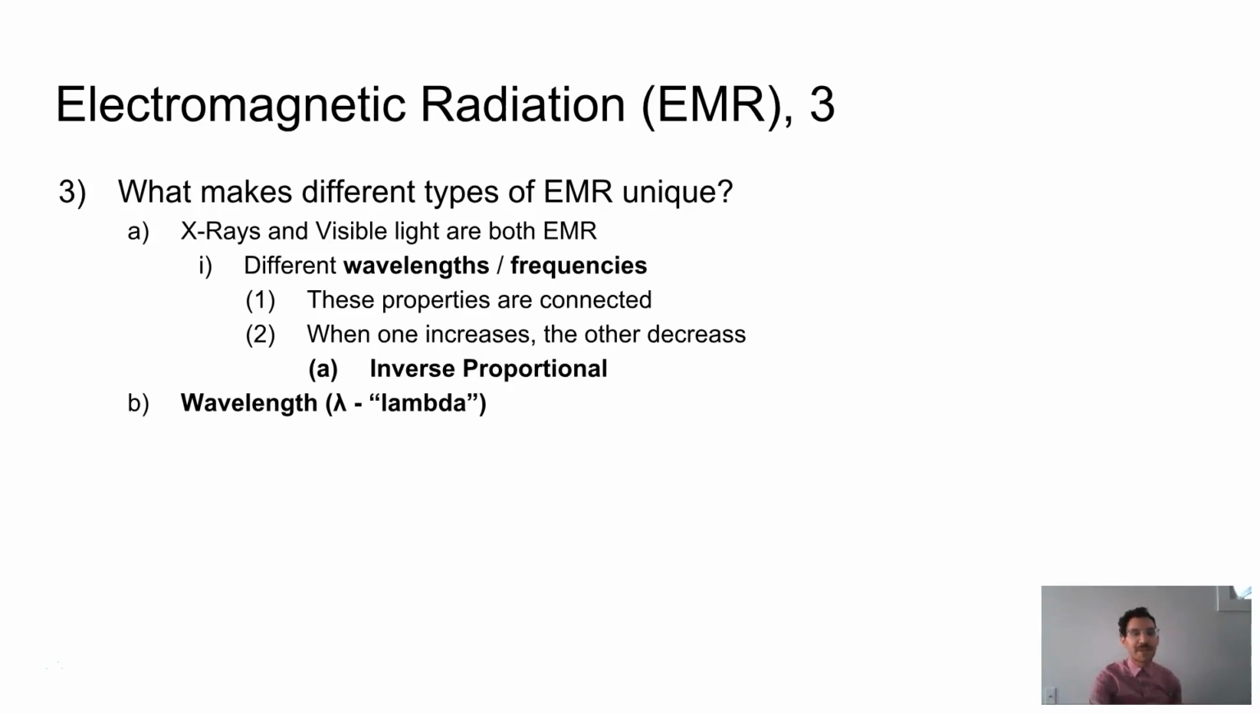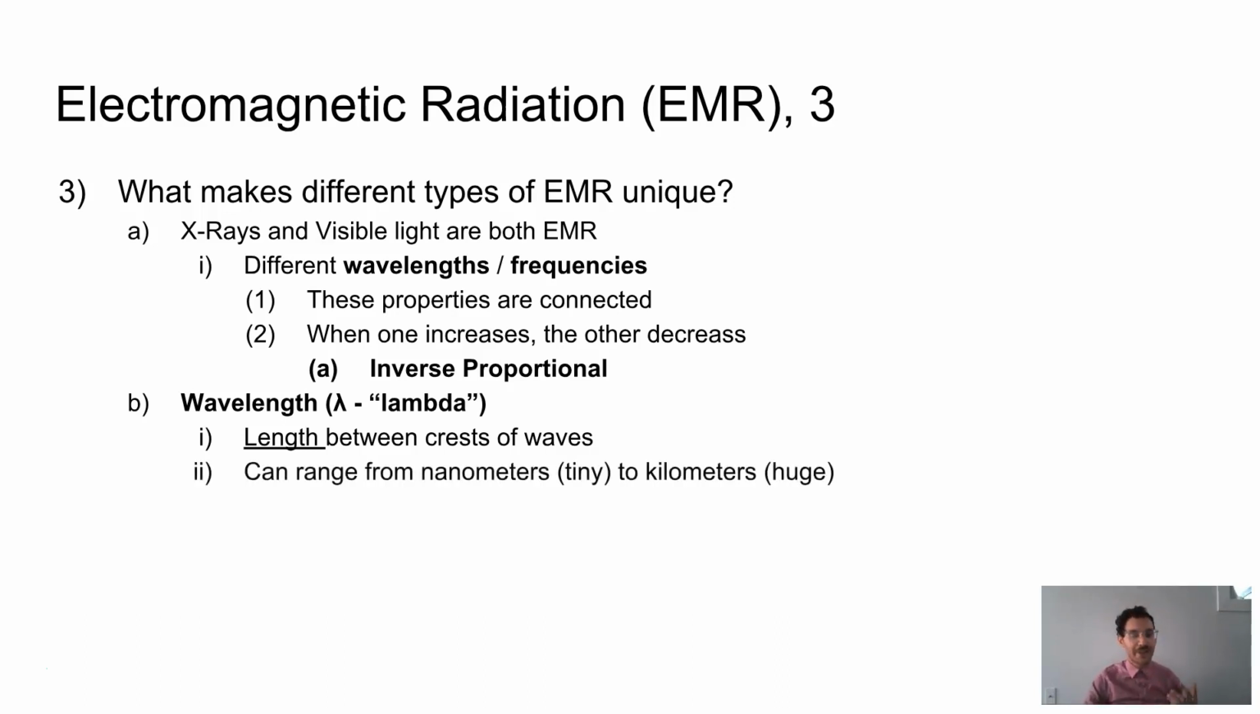So wavelength we represent with this cool symbol lambda. It sort of looks like an upside down Y. It is a Greek character. And lambda, or wavelength, measures the length between crests of waves. Now you might say, what the heck is that? Well, we'll look at it in a second. But I'll tell you that wavelengths can range from tiny sizes like nanometers to very long, like kilometers in size.